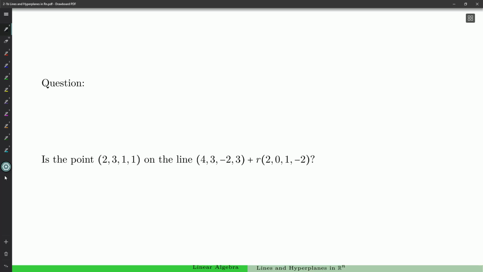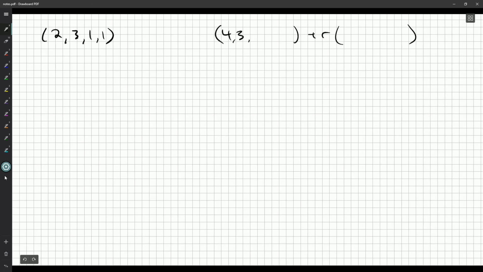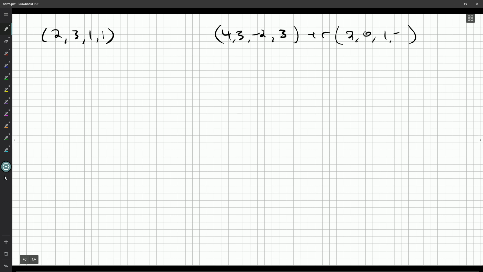Is the point (2, 3, 1, 1) on the line (4, 3, -2, 3) + r(2, 0, 1, -2)? Okay, so we're asked about this point here, (2, 3, 1, 1), and we want to know, is it on the given line, which was (4, 3, -2, 3) plus r times (2, 0, 1, -2). So how can we check this?